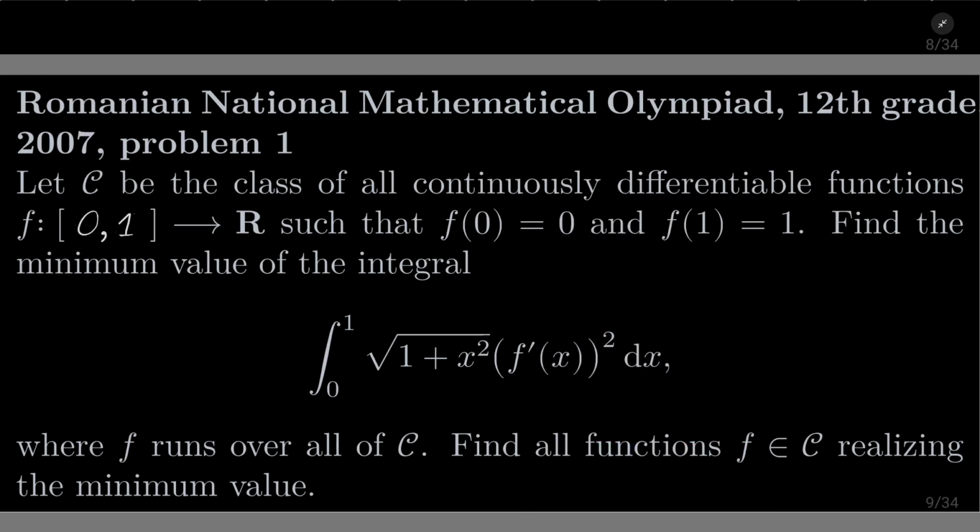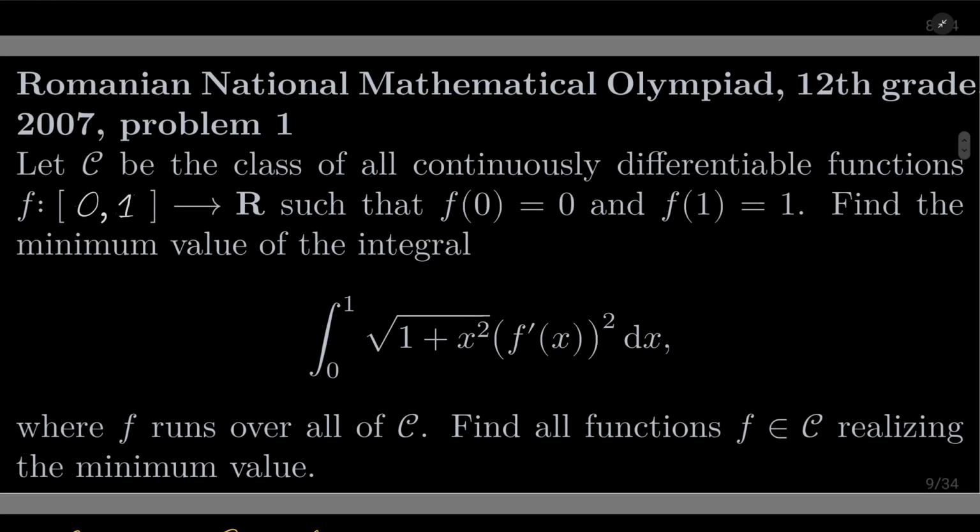Let C be the class of all continuously differentiable functions f from the interval [0, 1] into the set of real numbers such that f(0) is 0 and f(1) is 1. We wish to find the minimum value of the integral from 0 to 1 of the square root of 1 plus f'(x) squared dx, where f runs over the class C. Moreover, we wish to find all functions f from this class realizing the minimum value.